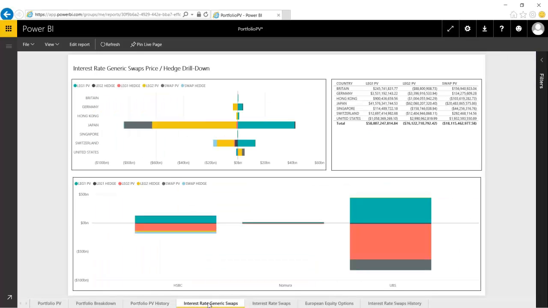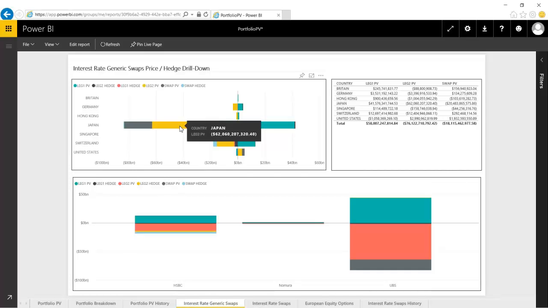In this example, we're actually looking at a specific type of asset, in this case interest rate generic swaps, and what we're able to do is drill down into each trade and look at the risk statistics that are calculated for each component asset that was actually used to value that trade. So it might be things like cash rates, FRAs, swap rates, so you can see the contribution that each of those assets made to the total hedge value for that particular type of trade.